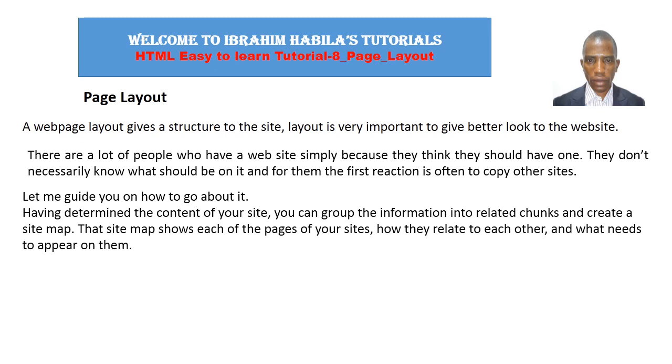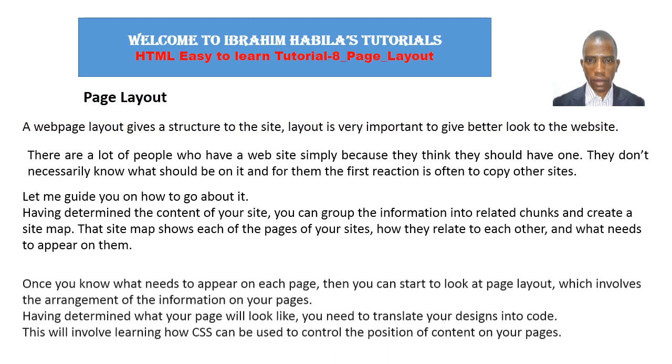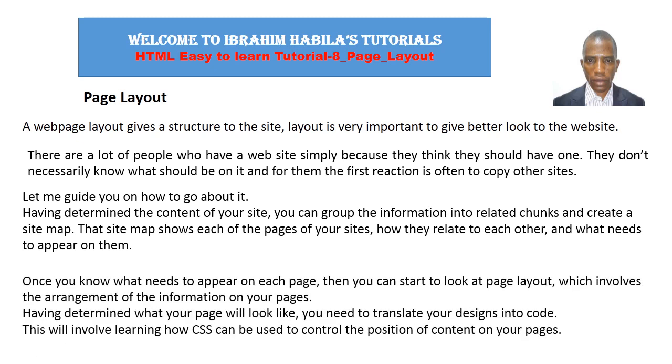Having determined the content of your site, you can group the information into related streams and create a sitemap. That sitemap shows each of the pages of your site, how they relate to each other, and what needs to appear on them. Once you know what needs to appear on each page, then you can start to look at page layouts, which involve the arrangement of the information on your pages.